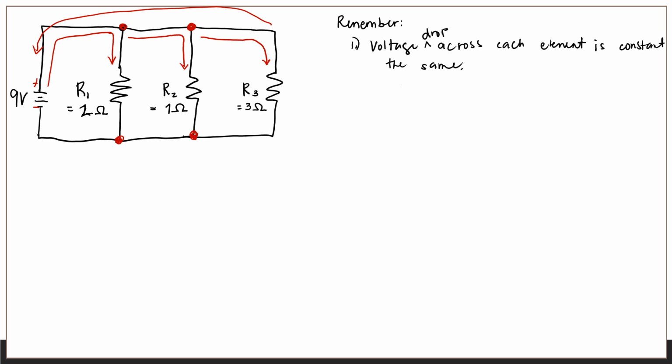Now, this tells us that the total voltage is also the value of the voltage drop across the first resistor. That is also the voltage across the second resistor and the third. All right, so from this we could say that V sub 1, V sub 2, and V sub 3 are all equal to 9 volts. Second point to remember.